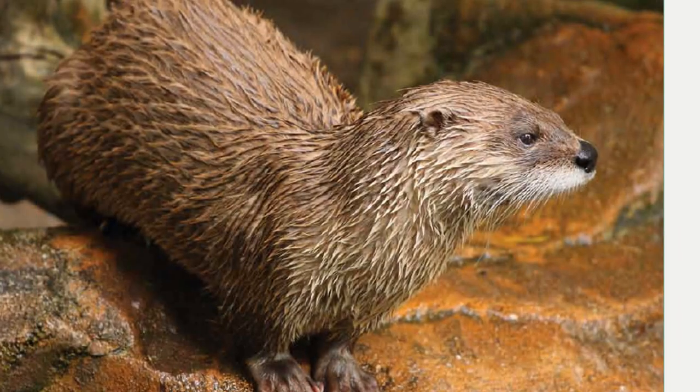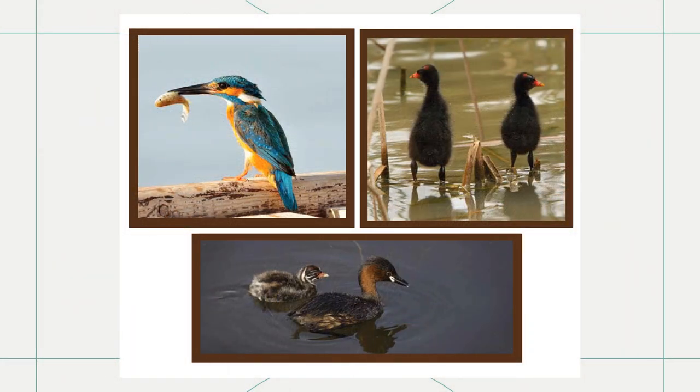This is a picture of an otter, the story mentioned. Kingfisher on the top left, moorhens on the top right, and dab chicks on the bottom two pictures.